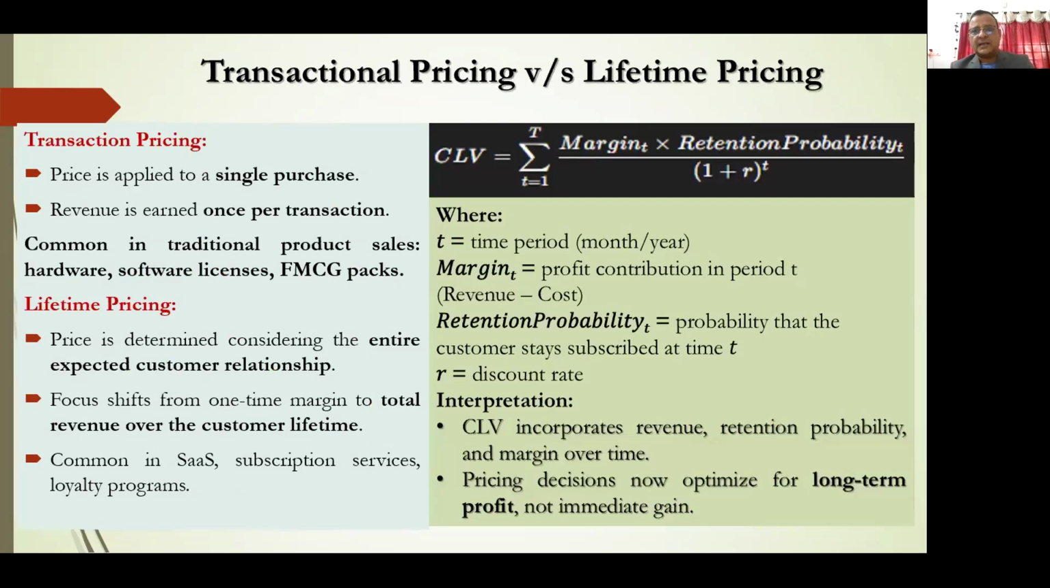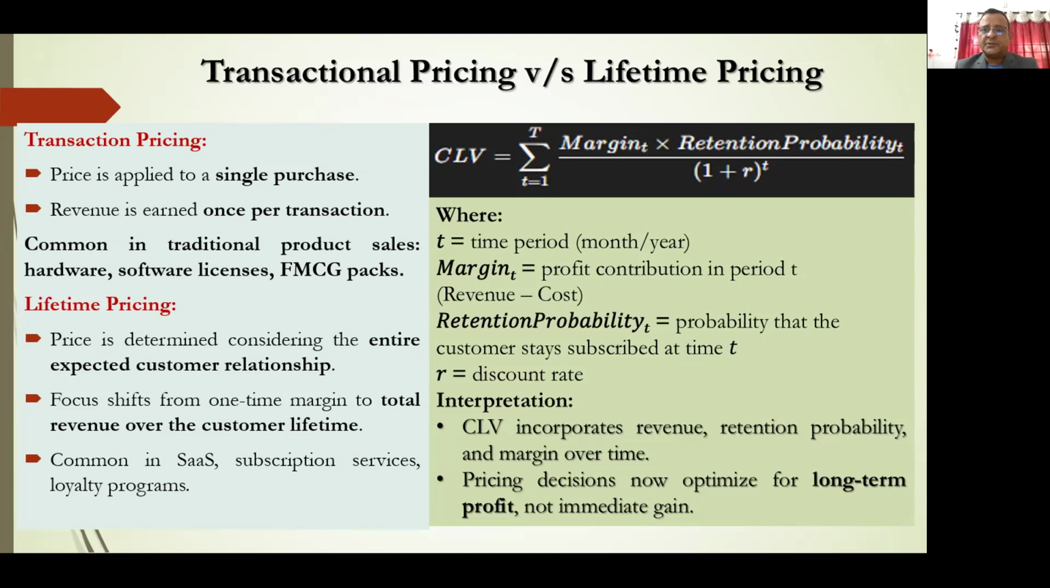If you look at why pricing has become a decisive factor for value creation, conventionally pricing was part of planning and was more like transactional pricing, rather than pricing as part of a lifelong relationship with customers. Pricing was applied as a basis for a single purchase, and the focus of revenue was per transaction. It was a very common phenomenon in industries like hardware, software licenses, and FMCG companies.